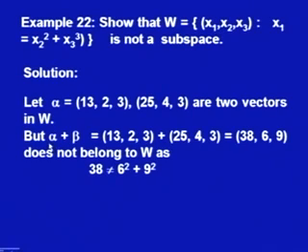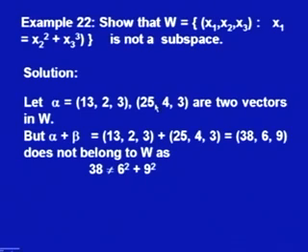But if you consider alpha plus beta, then the sum of these two vectors is (38, 6, 9), but this vector does not belong to W. One can easily check that 38 is not equal to 6 square plus 9 square. That means, if alpha and beta are these two vectors, then their sum alpha plus beta will not belong to W. Now, this is a usual way to show that a set is not a subspace.